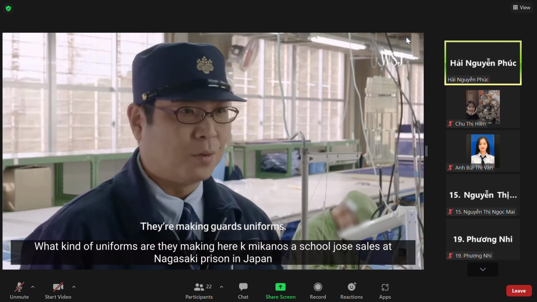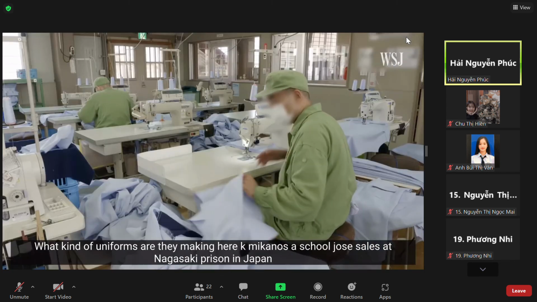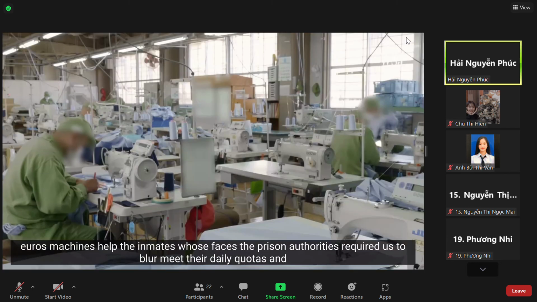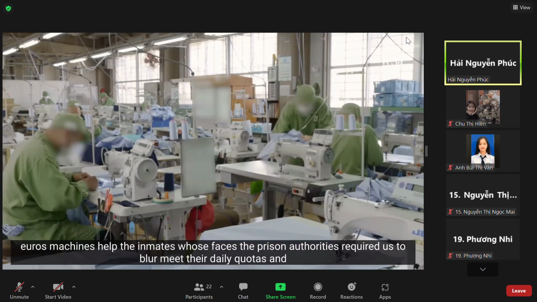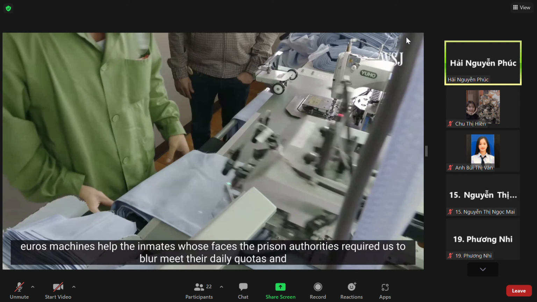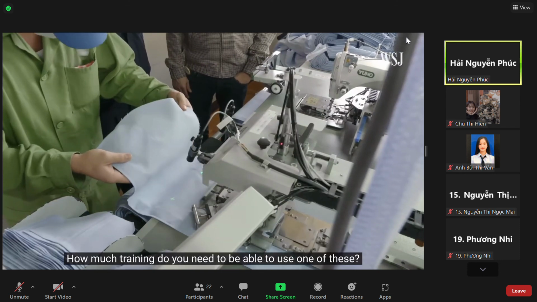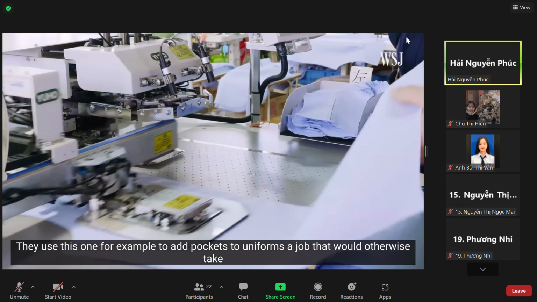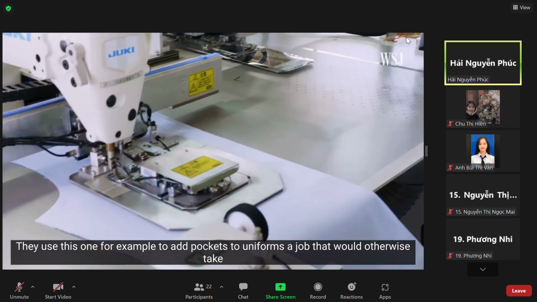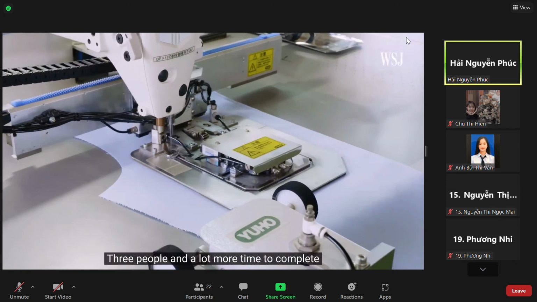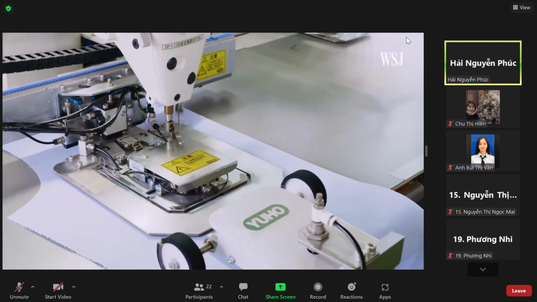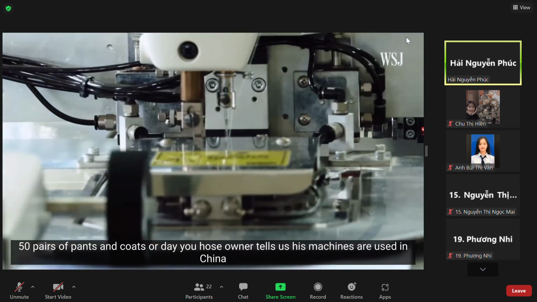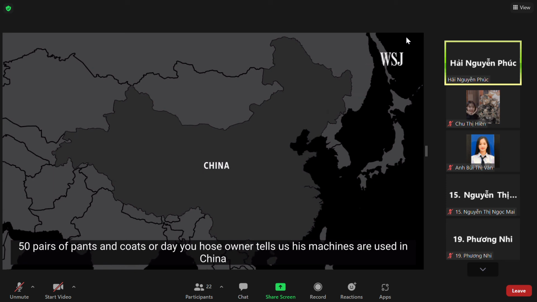What kind of uniforms are they making here? 刑務官の制服を縫製しています。 At Nagasaki Prison in Japan, Yuho's machines help the inmates, whose faces the prison authorities required us to blur, meet their daily quotas. And how much training do you need to be able to use one of these? 1日で十分ですね。 They use this one, for example, to add pockets to uniforms, a job that would otherwise take 3 people and a lot more time to complete. The inmates must produce at least 50 pairs of pants and coats per day.